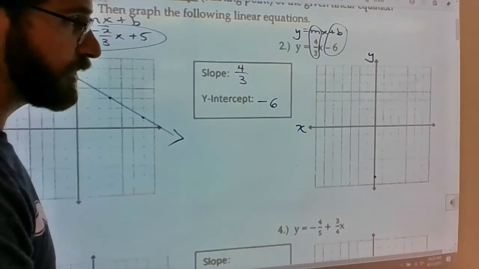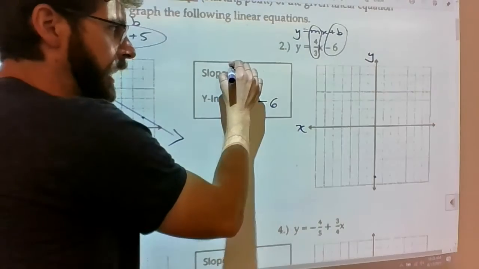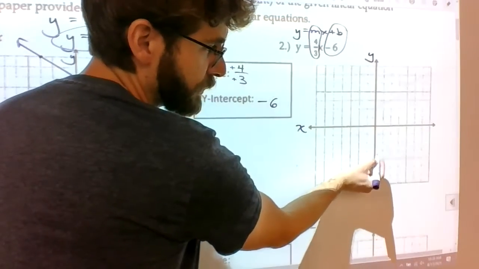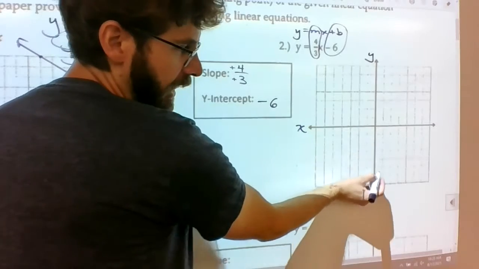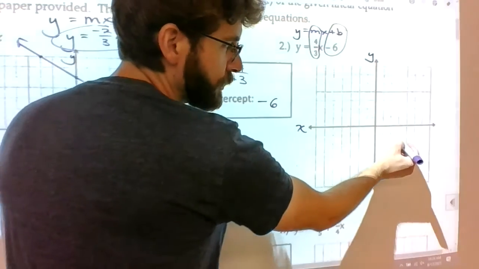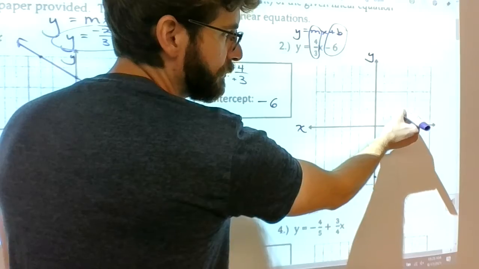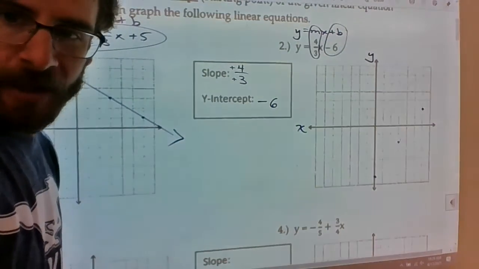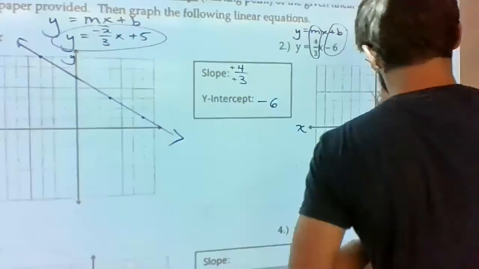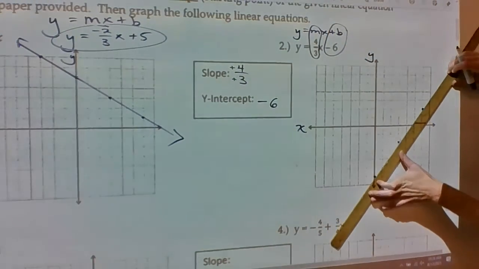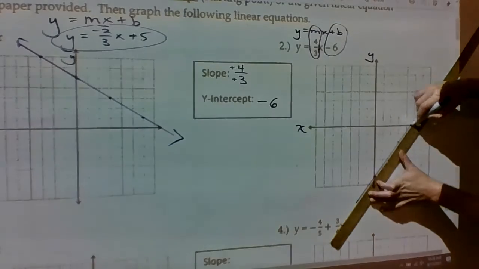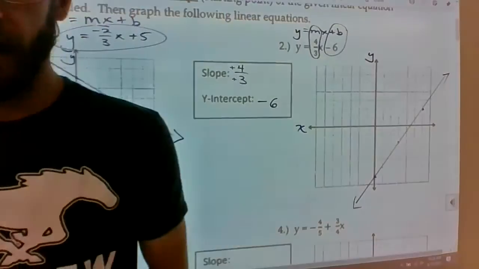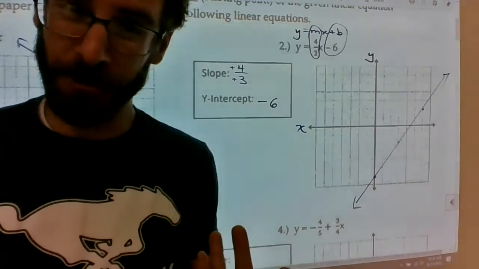And then we go from there. Since they're both positive, it just means you're going up 4 units. 1, 2, 3, 4, and right. Up and right. Up 1, 2, 3, 4, right 1, 2, 3. 1, 2, 3, 4, 1, 2, 3. And I ran out of space, so I'm done plotting points. Okay. So far, so good, maybe?